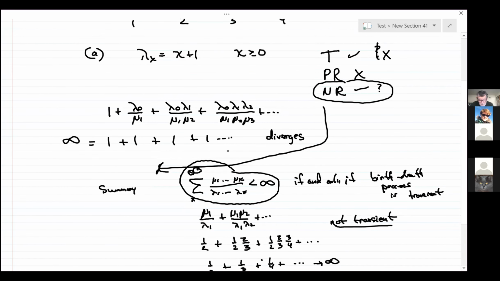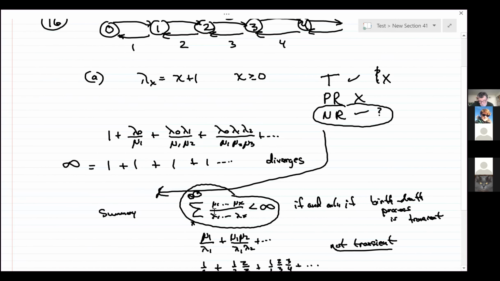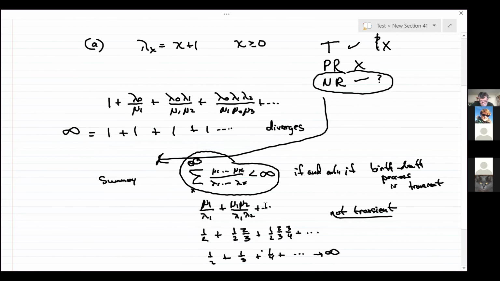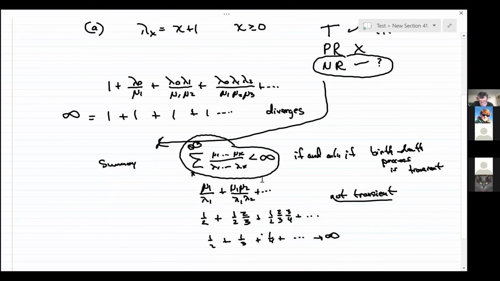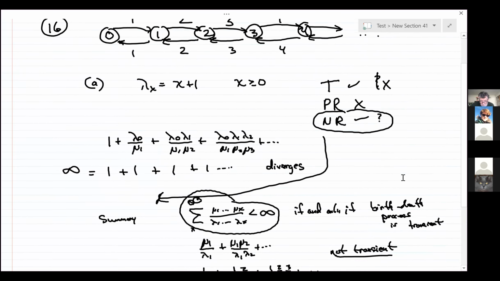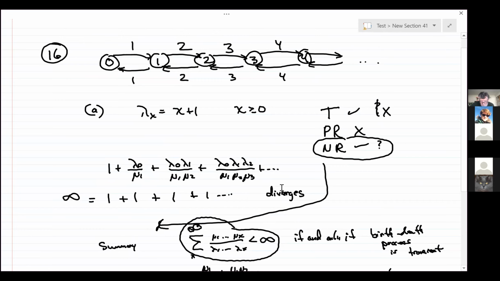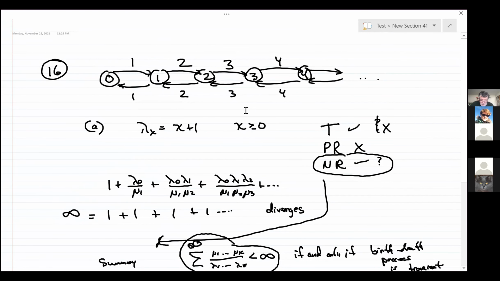Okay, so this is the thing I didn't get to in class, but if we just use it, this infinite series is a harmonic series. It goes to infinity, and therefore this is not true, which means this is not true, so it's not transient. We already knew it was not positive recurrent because this thing diverged. So it must be null recurrent. So that's interesting. Here's an example of a birth-death process that's null recurrent.